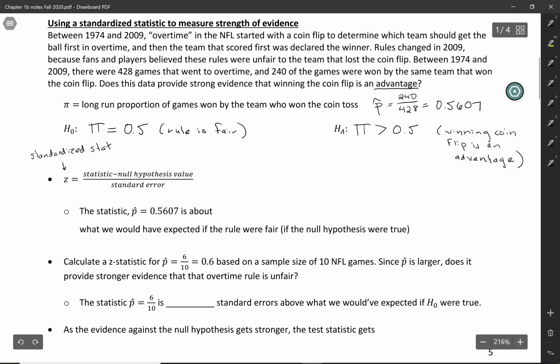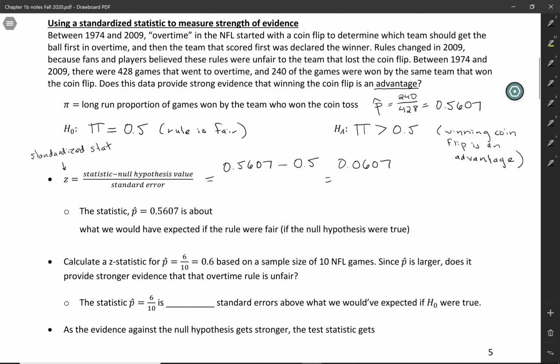Okay, so to calculate a Z-statistic, you're going to start off with your regular statistic, which in this case would be 0.5607. That's our sample proportion that we're going to use. Then you're going to subtract the null hypothesis value, right? So by doing this, we're really looking to see how far is our statistic, the thing that really happened, from what we would have expected if the rule were fair. So here we see that the difference comes out to be 0.0607. But is that a big deal? Is that enough to be convincing? It's sort of hard to tell just by looking at that.